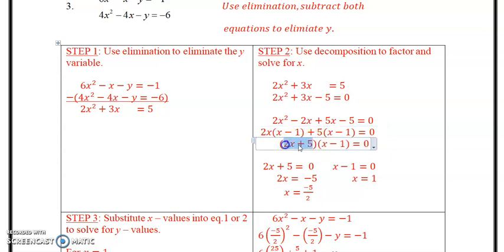So we have 2x plus 5 and x minus 1. Two factors equal to 0. Set both factors equal to 0. Solve. And the first one you get x equal to negative 5 over 2. And the second is x minus 1. This here part here.